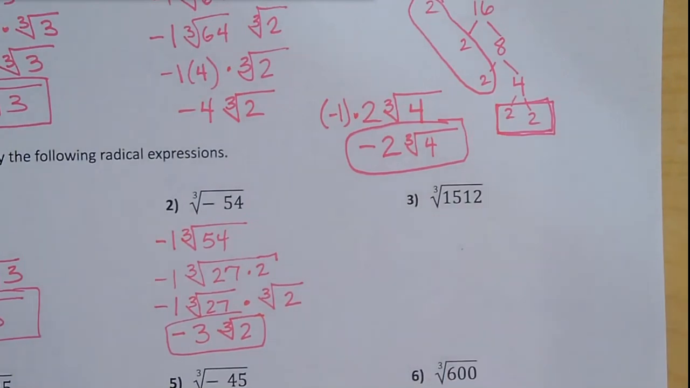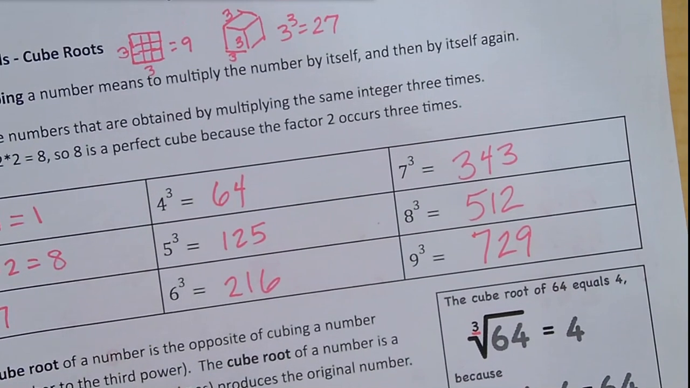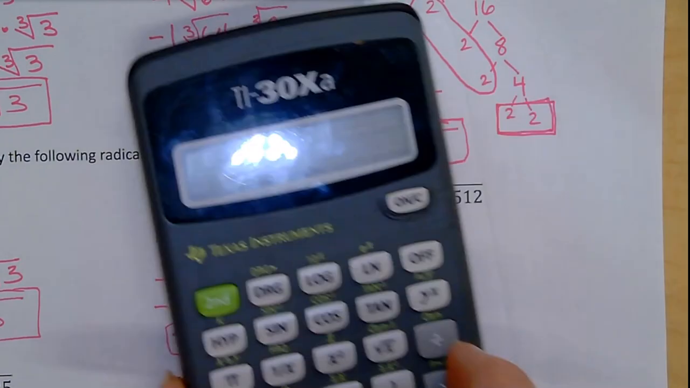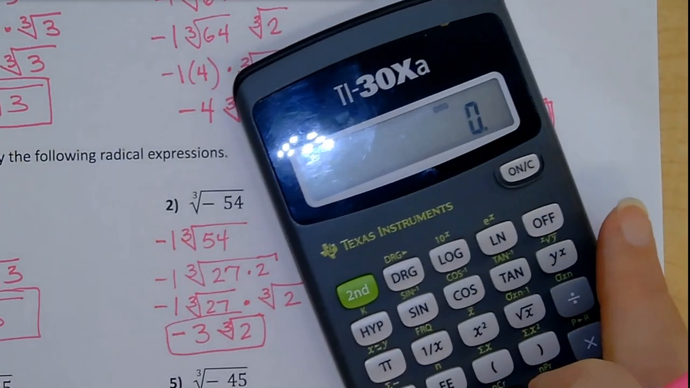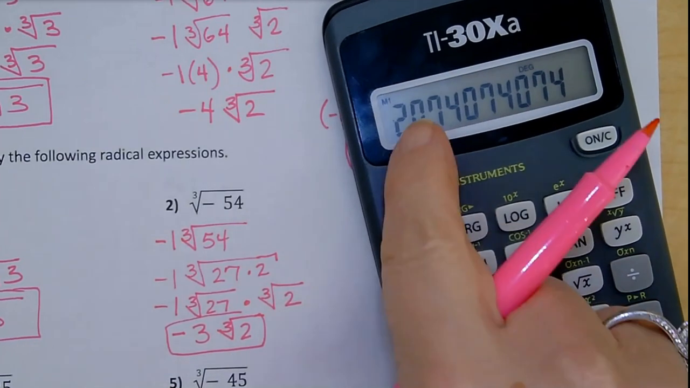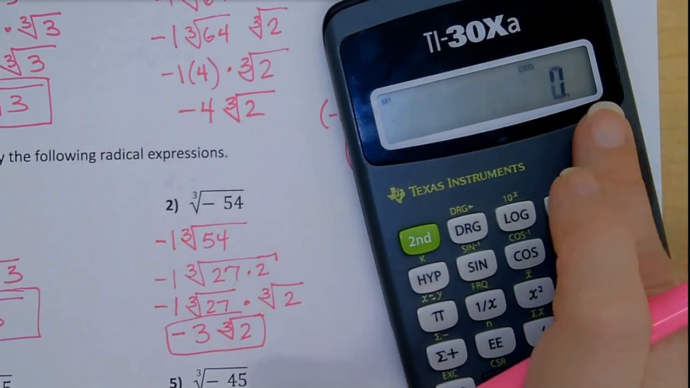Woof, 1512. Let me look for one of my big perfect cubes. I'll try 729 first, just in case. So I'm going to say 1512. Sorry for the glare. 1512 divided by 729. Ah, that is not what I want. See how that gave me a big decimal? That didn't go in evenly.